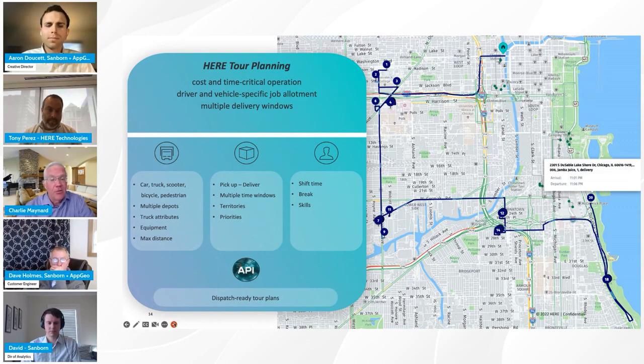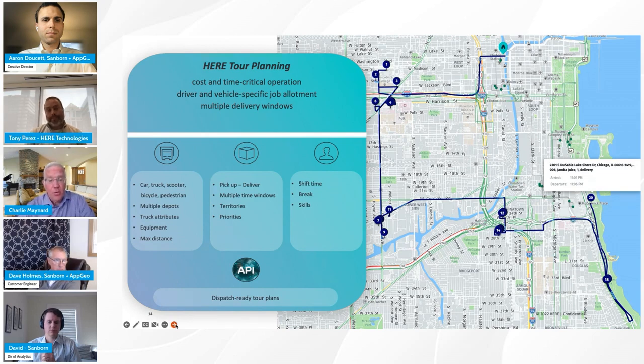A competitive advantage we have in this category is that tour planning can be applied to fleet sizes from one vehicle up to thousands of vehicles. In terms of delivery locations, we can account for variables like customer priorities. For example, if a particular customer requires their delivery first thing in the morning, even if that means a more inefficient tour for the driver, and others like assigning optimized territories or geozones to particular drivers.